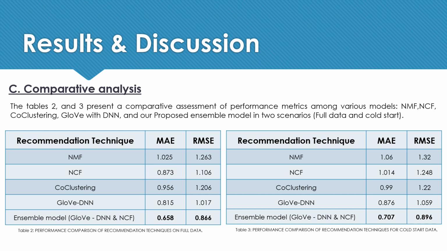In Table 2, which corresponds to the all data scenario, various recommendation techniques were assessed using the complete dataset. The table showcases the MAE and RMSE values for each technique, revealing notable insights into their predictive accuracy. Remarkable is the ensemble model that combines neural collaborative filtering with GloVe DNN, which stands out with the lowest MAE and RMSE values among all techniques.